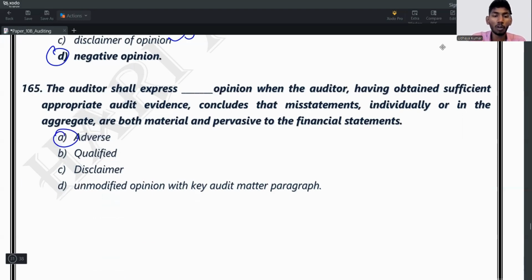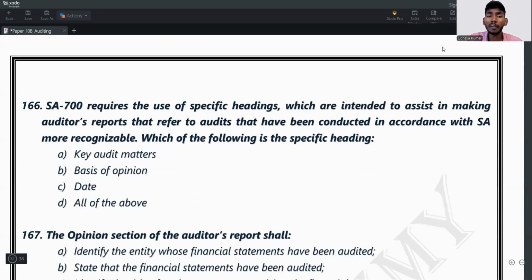So then moving to question 166. SA 700 requires the use of specific headings which are intended to assist in making auditor's reports that refer to audits that have been conducted in accordance with SAs more recognizable. Which of the following is the specific heading? Key audit matters, basis for opinion, date, all of the above. Which? All of the above. SA 700 includes all these headings, right? So moving to question 167.